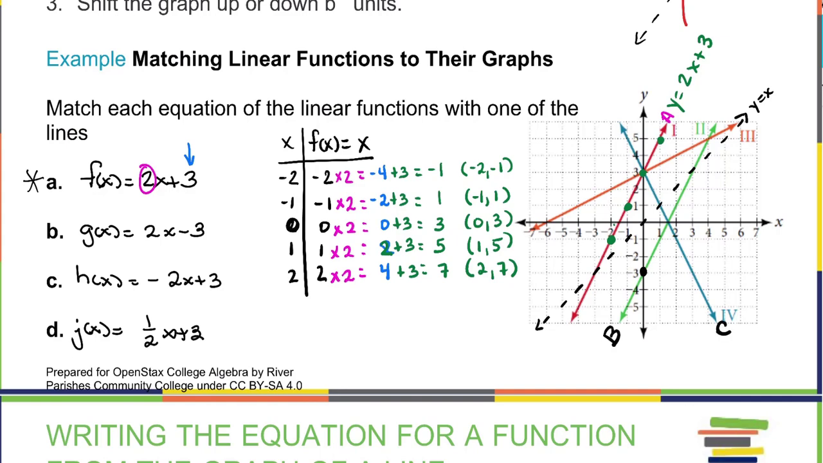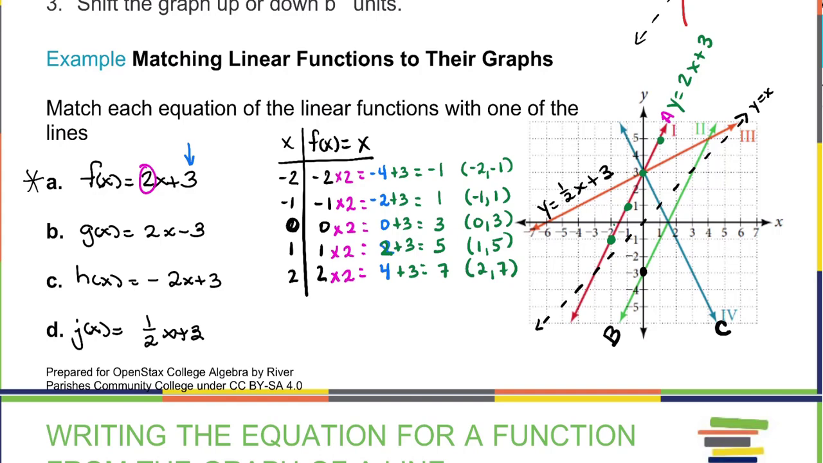So that's letter C. And then D is J of x. That shifted up 3, but it was a vertical compression, so it's not as steep. So it's going to be this orange one here, y equals 1/2 x plus 3.